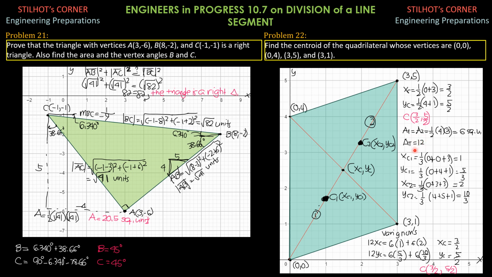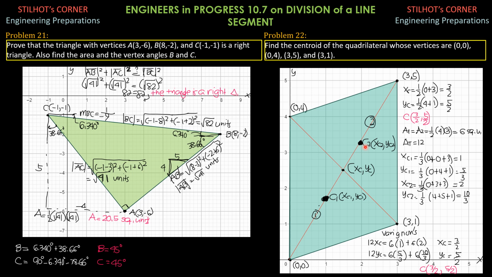Then remember the centroid of a triangle. For triangle 1, it is 1/3 of x1 plus x2 plus x3. So 1/3 of 0 plus 0 plus 3 is equal to 1. So the x-coordinate of the centroid, x sub c1, is 1. Y sub c1 is 1/3 of 0 plus 0 plus 4 plus 1. So 1/3 of quantity y1 plus y2 plus y3 is 5/3. So this point is at 1, 5/3.